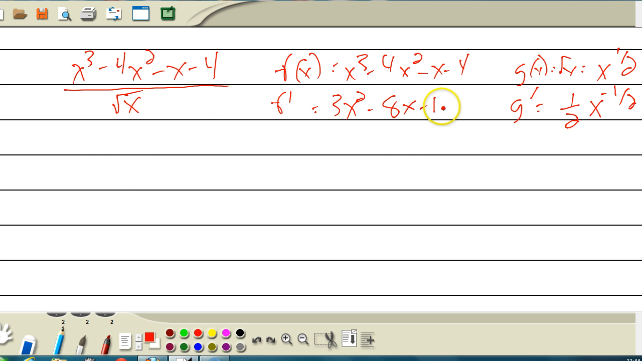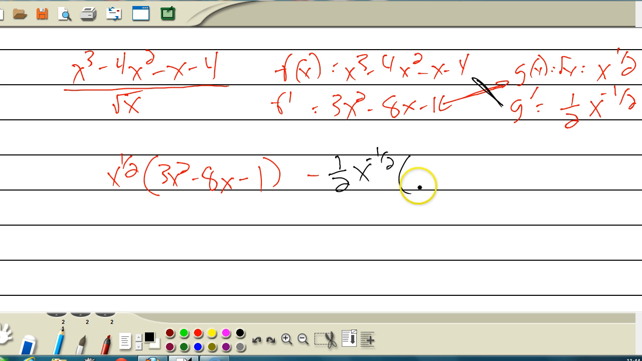So remember, it's HODI, high. So derivative of the top times the bottom. So these two first. So we're going to have x to the 1/2 times 3x squared minus 8x minus 1, minus, now it's just these two, minus 1/2 x to the negative 1/2 times x cubed minus 4x squared minus x minus 4.